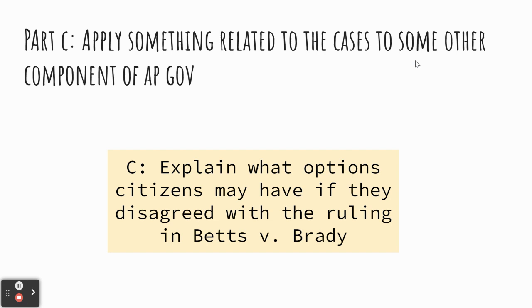So for this particular example, it says explain what options citizens might have if they disagreed with the ruling in Betts v. Brady. So at the end of the year, you would have a long list of things that you knew citizens could do that would basically be checks on the Supreme Court. This just asks you to apply it in this particular scenario. So this is a little bit about how to write FRQ number 3. The most important thing is that you become an expert on the 14 cases, so that way you can correctly compare it to the random case that they provide you with.